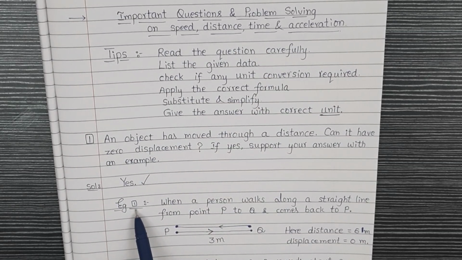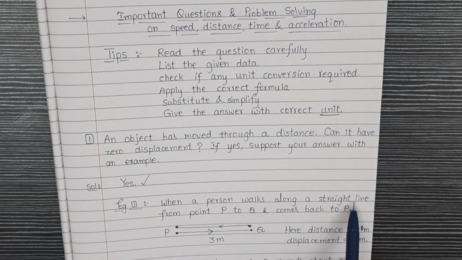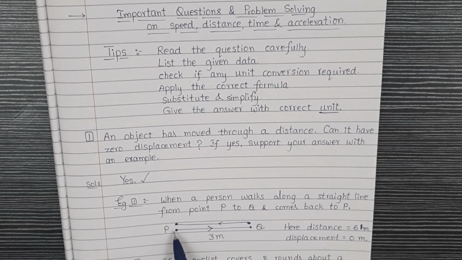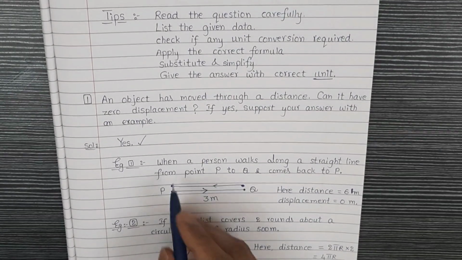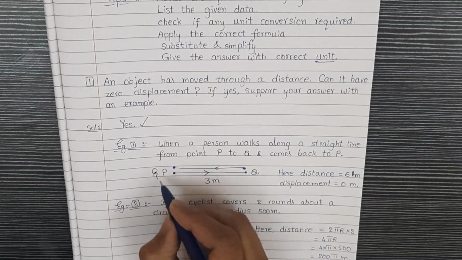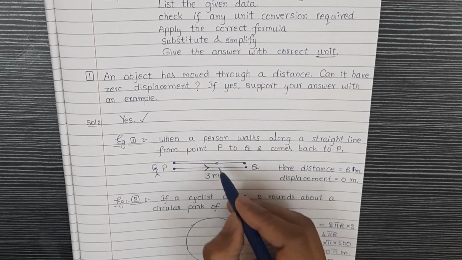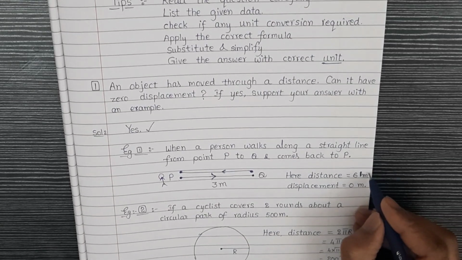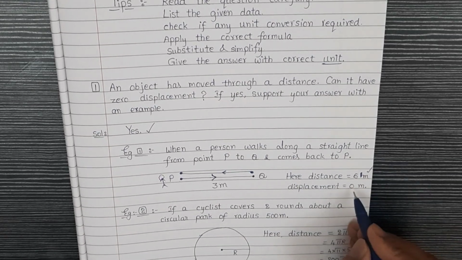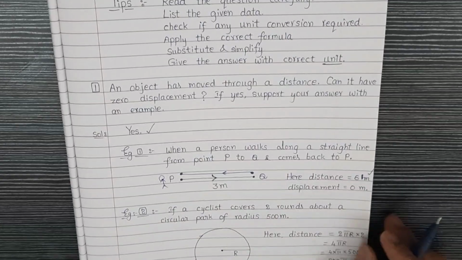If you look at example 1, a person walks along a straight line from point P to point Q and comes back. Suppose the person starts from point P, moves forward, and comes back from point Q to point P. That means he has covered a distance of 6 meter and the displacement is 0 meter, because his initial and final points are the same.